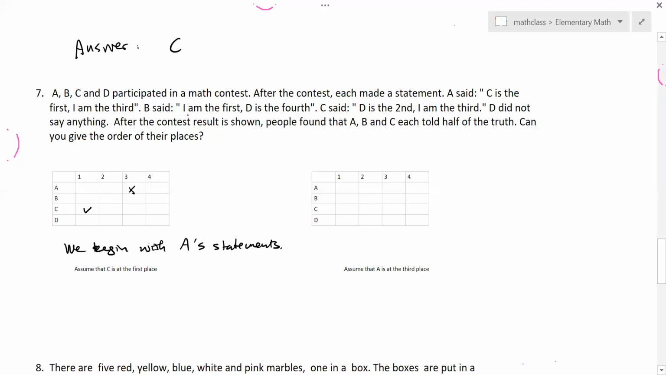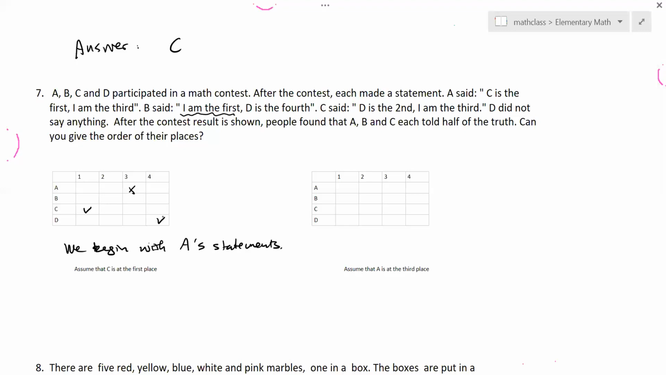Let's look at the statement made by B. Can we figure out anything? B said, I'm the first, D is the fourth. Now, it's harder to figure out which one is correct from here. Okay, look at B. B says, I'm the first, but that's not true, because we already know that C is the first. So that statement is wrong. Then the second statement must be correct, because D is the fourth. You see, only half of what B said is correct.